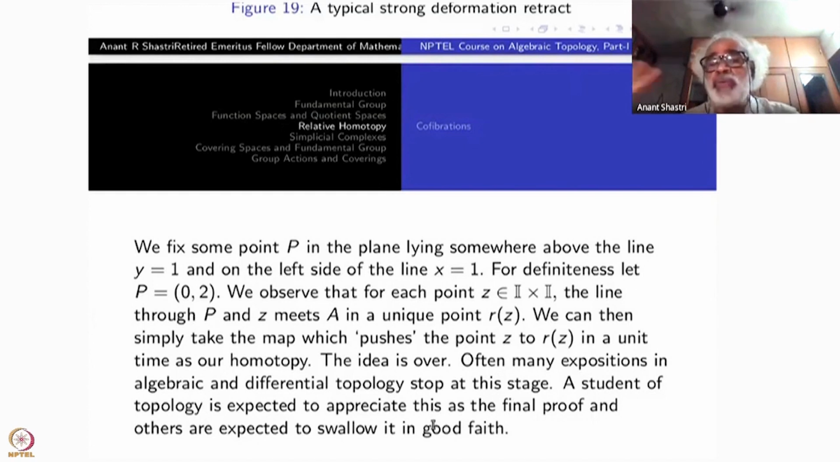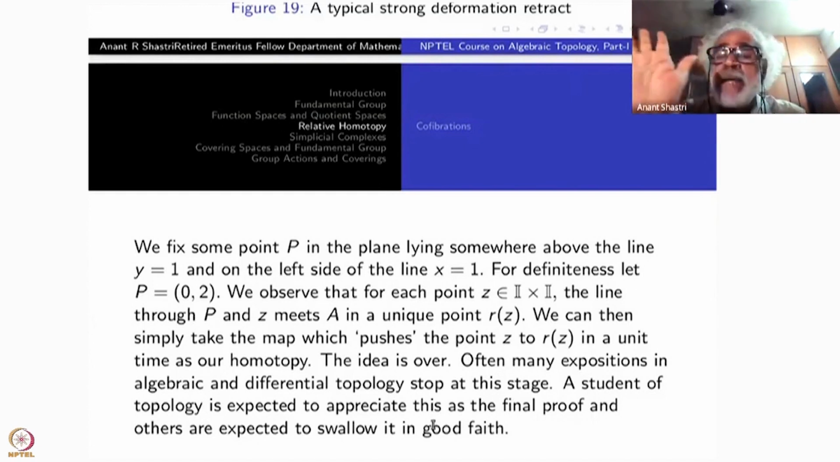The student of topology is expected to appreciate this as a final proof, and others are expected to swallow it in good faith. This is the way many books explain it, maximum explanation. They just go over it.